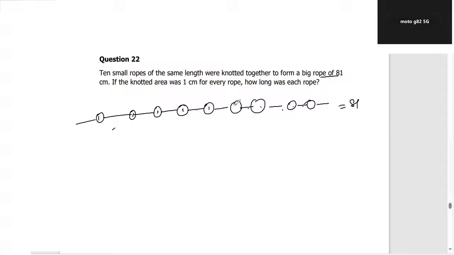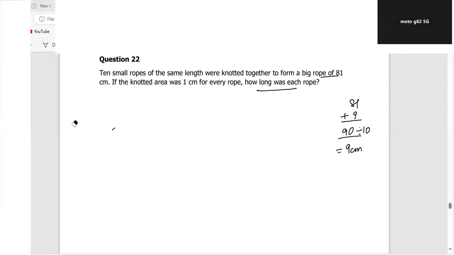So basically this is the overlap that has happened. So there are 9 such overlaps. So there is total length of the rope will be 90 and there are 10 such ropes. So each rope will be basically 9 centimeter because here the overlap is there, like, the knot is there. So it's been counted only once. You need to count it twice. So the answer here is 9 centimeter.